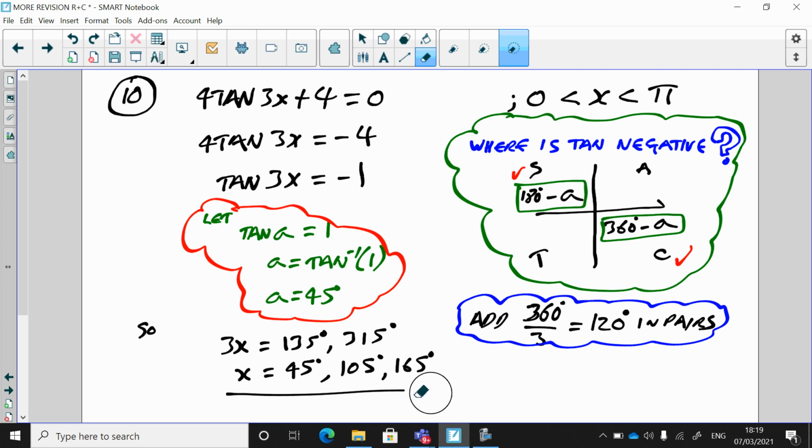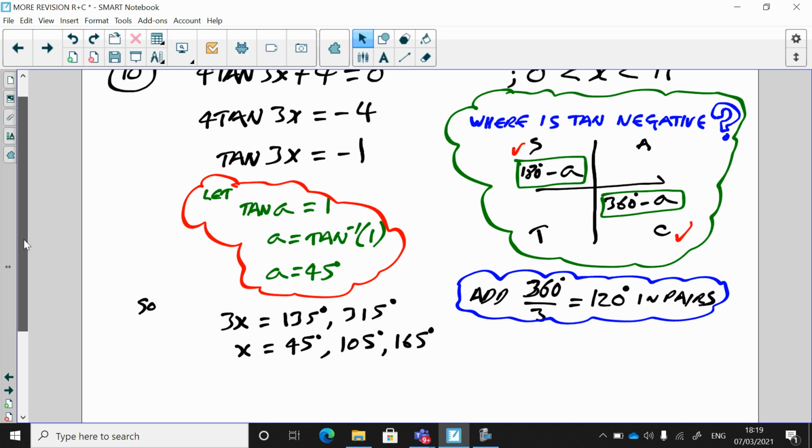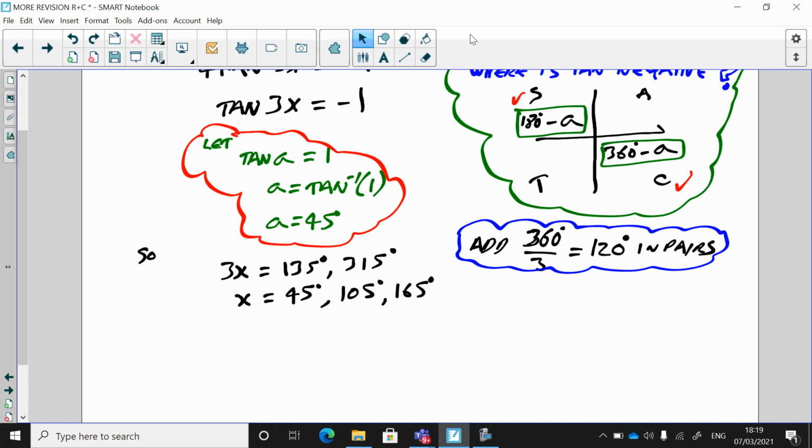So that's, they are the only 3 values that are allowed. Okay, that's fine. But yet again, I'm working in radians. So what I need to do here, I need to convert to radians.